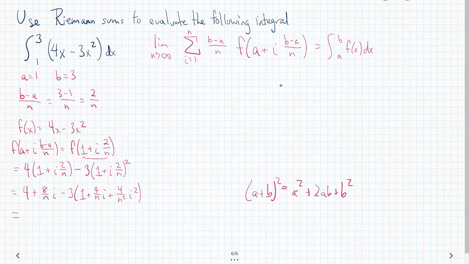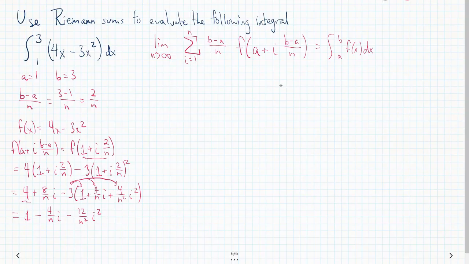So what does this make? Well, notice we have a 4, and then this minus 3 goes times each of these. So 4 minus 3 first is 1. Notice the I terms. You have 8 over n and then minus 12 over n, so that would make minus 4 over n I. And then negative 3 times that last piece would be negative 12 over n squared I squared. So I think we're ready to rock and roll with this thing.